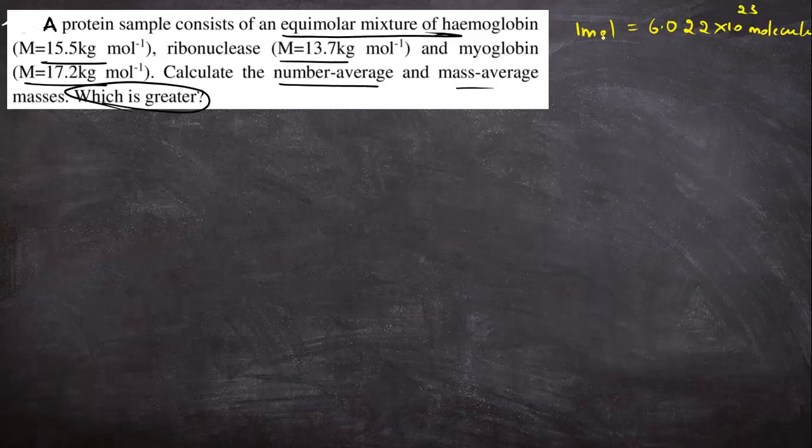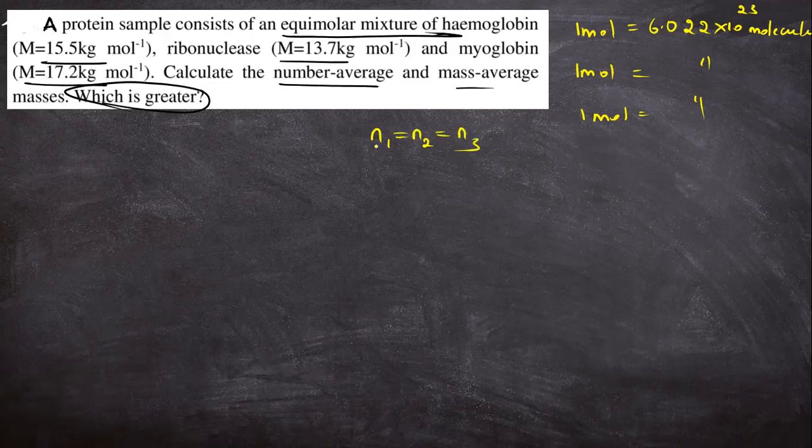Okay. So they are telling equimolar mixture. If we are taking 1 mole of hemoglobin, then definitely we should take 1 mole of ribonuclease. 1 mole ka matlab again 6.022 into 10 raised to 23 molecules. Next, 1 mole of myoglobin. This tells that the number of molecules will be equal. If number of moles are equal, then number of molecules will be equal, which is nothing but we are taking equal number of molecules, where N1 will be equal to N2 will be equal to N3. Okay.